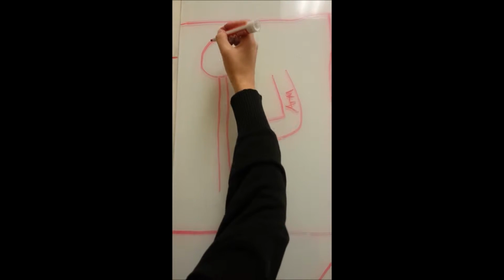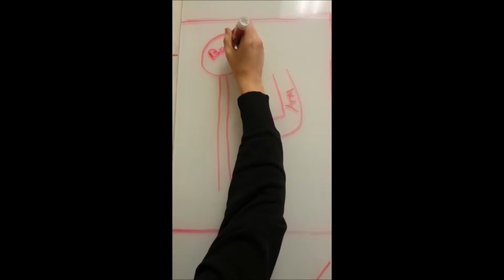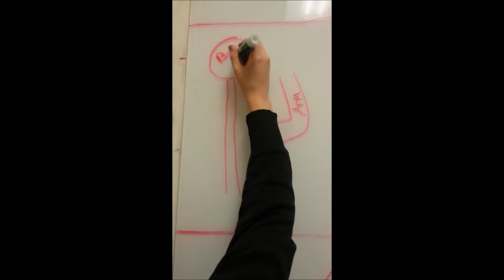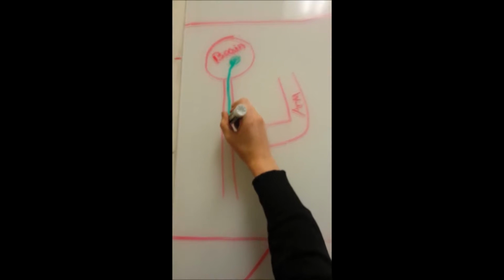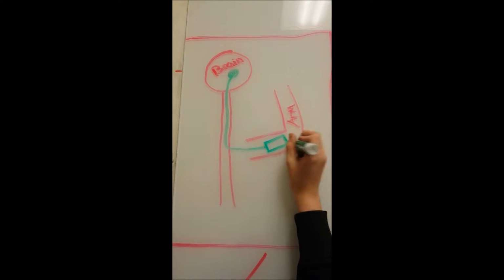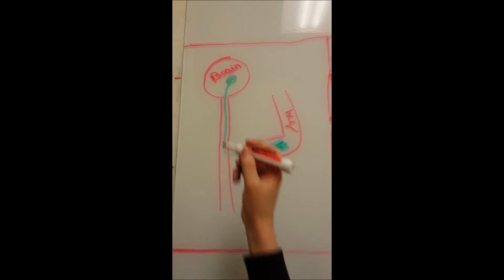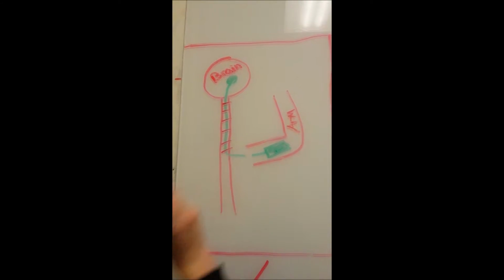Okay, so when your body wants to move, it sends a signal from the brain in the form of an action potential down the spinal cord and into a myocyte. In this example, it's going to be in the arm, and it goes through motor neurons on its way down the spinal cord.